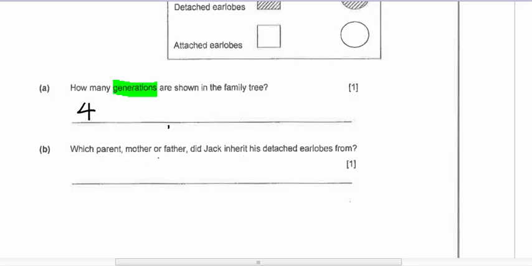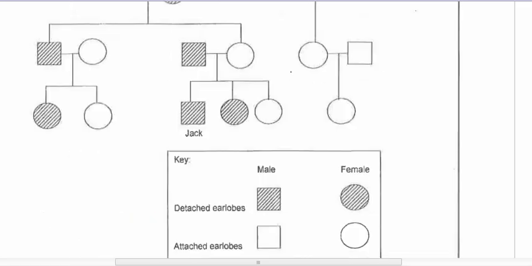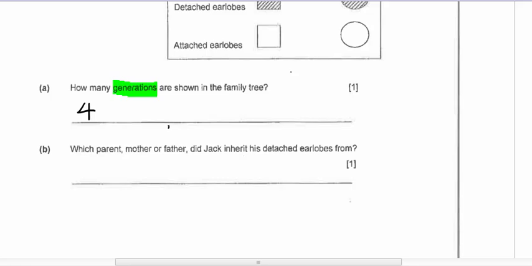Which parent, mother or father, did Jack inherit his detached earlobes from? Okay, so let's see. Male detached earlobes are shaded. Female is shaded with a circle. So let's look. Jack, he's a male with detached earlobes. Who did he inherit from? Well, this is a male. This is his father. So which parent will be his father?